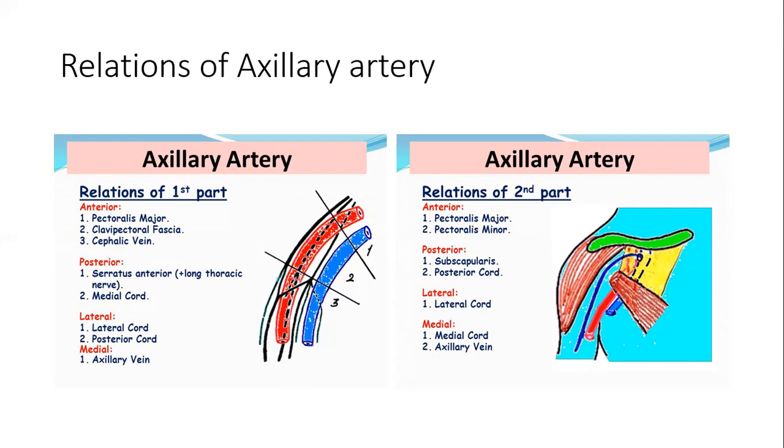Second part is related anteriorly to pectoralis major and minor, posteriorly with the subscapularis and posterior cord of brachial plexus, and laterally with the lateral cord of brachial plexus, whereas medially it is related with the medial cord and axillary vein. So you can note down that this second part corresponds in relation to the three cords of brachial plexus.